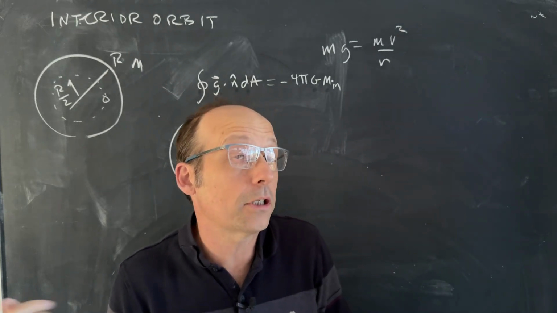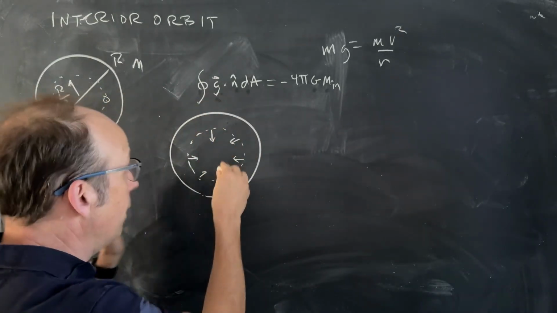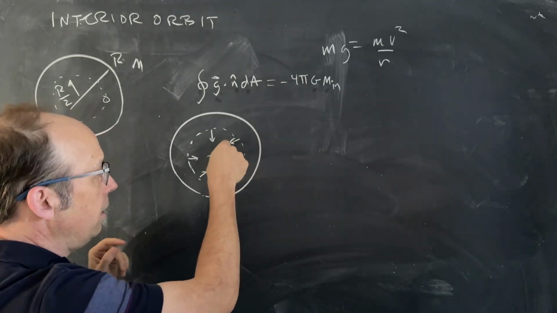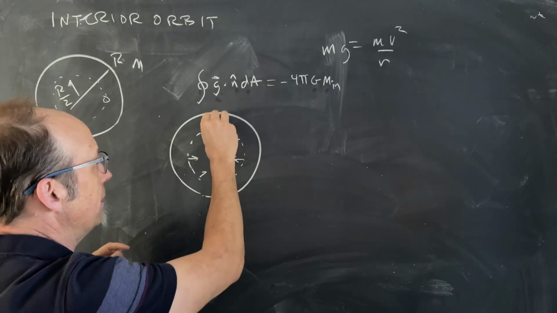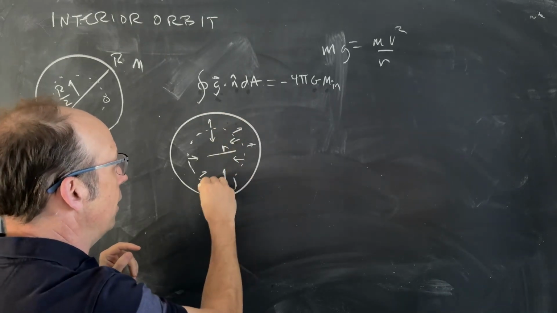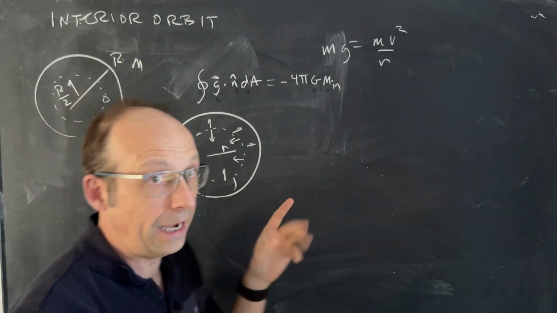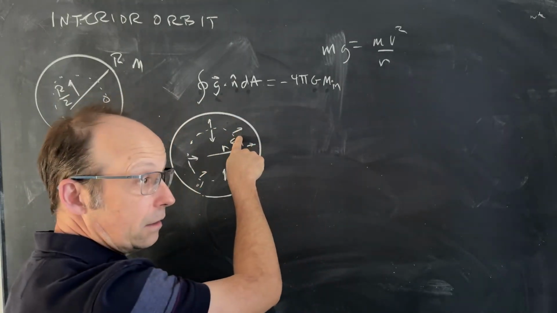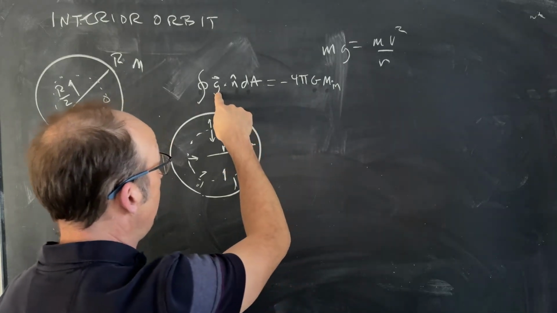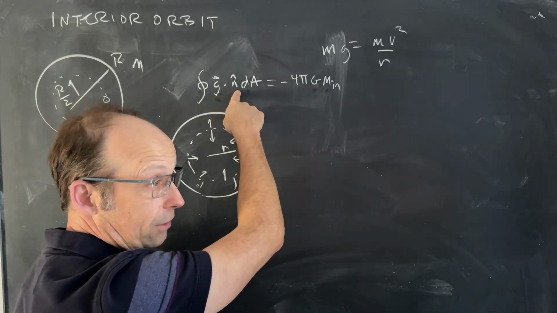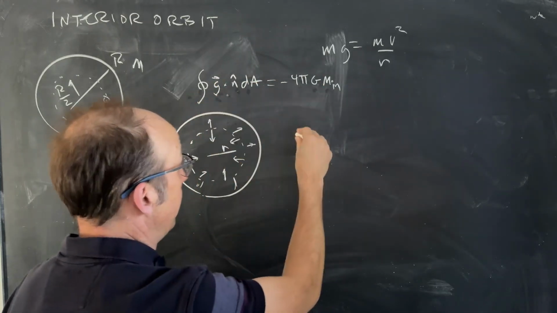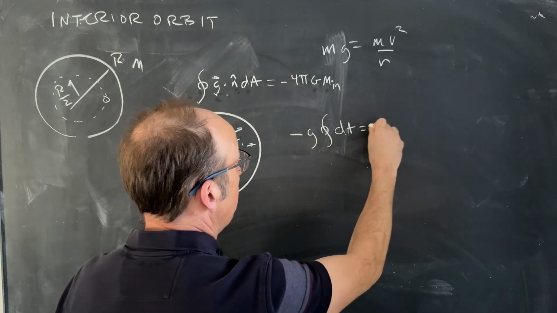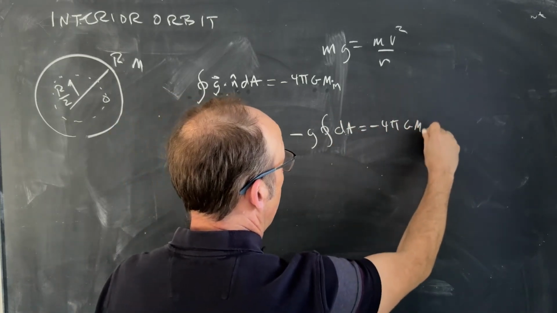If you don't do that, it's pretty much impossible. But if I pick this sphere of radius r, then I can calculate that value. So there's g, right? Those are my g vectors, and n hat is this way. It's always perpendicular to the surface, and you'll notice that g dot n hat is negative g, the magnitude. And g is constant, so I can pull that out front. So negative g times the closed surface area integral of dA is negative 4 pi G M.